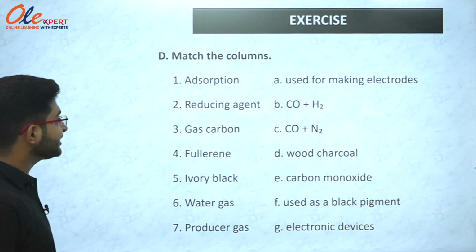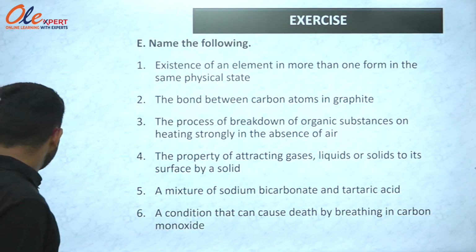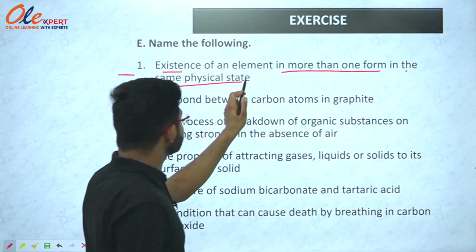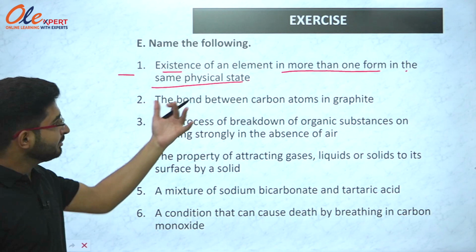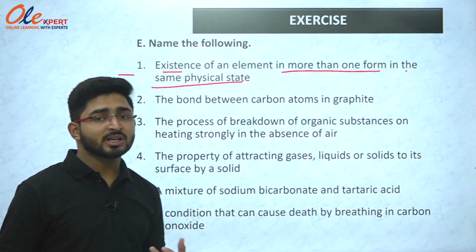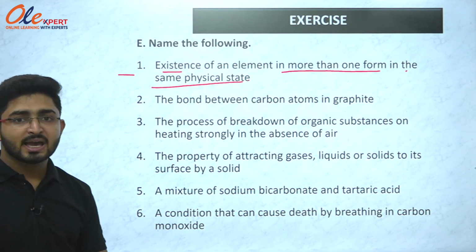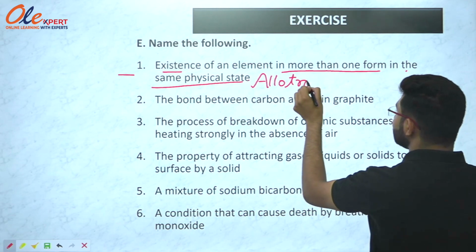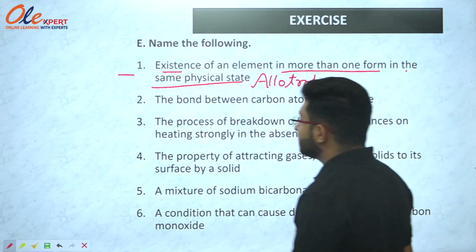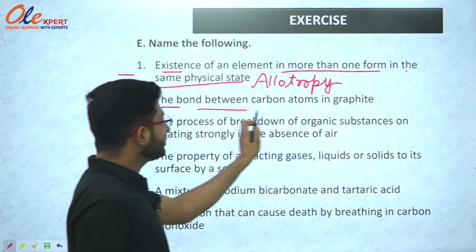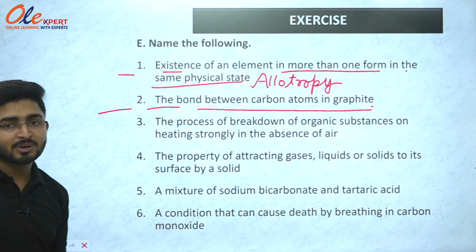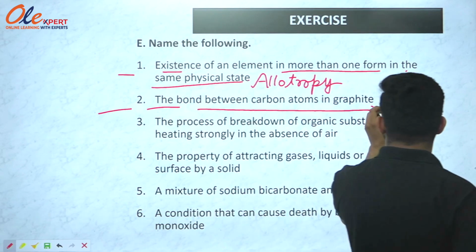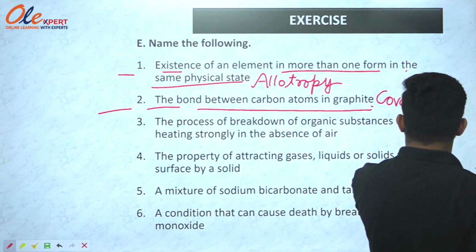Now we are going to move with the next question. That is, name the following. The first part says existence of an element in more than one form in the same physical state. So when any element exists in more than one form in the physical state, it is known as allotropy, or the forms are known as allotropes. So you can write allotropy. The next statement says the bond between carbon atoms in graphite. So the bond between the carbon atoms in graphite are the covalent bonds. So you can write here covalent bonds.